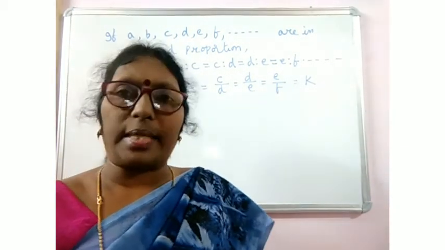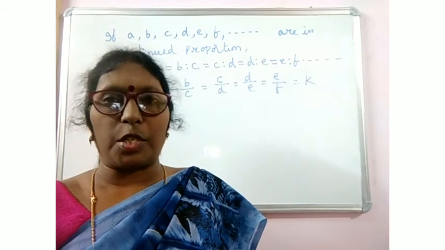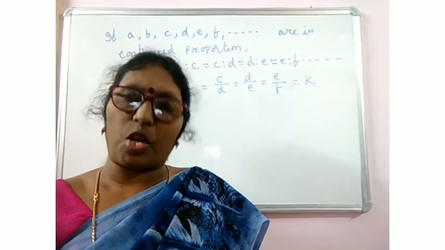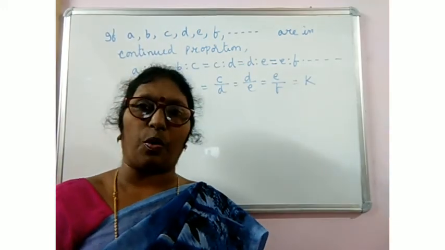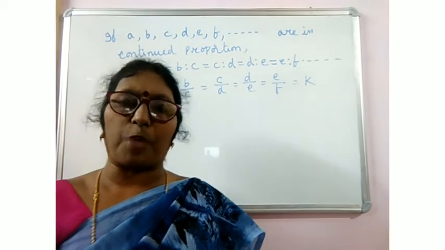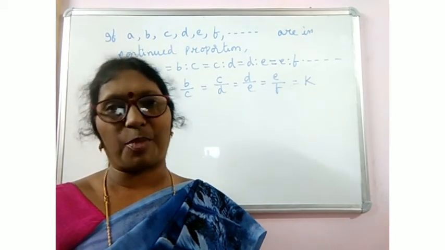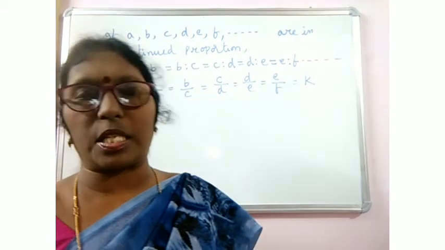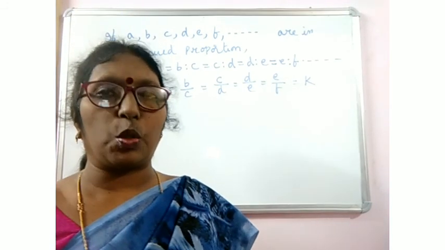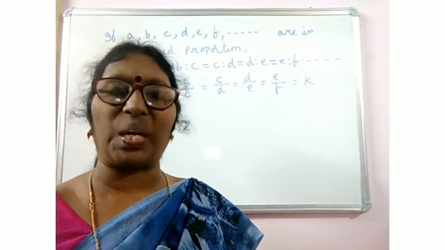I hope you understand what is proportion and what is continued proportion. Product of extremes is equal to product of means, and the mean proportional is equal to the square root of the product of the first and third proportionals. Very important thing you have to remember. Please make the concept clear. You will be able to do the exercise very easily. Okay? Thank you.